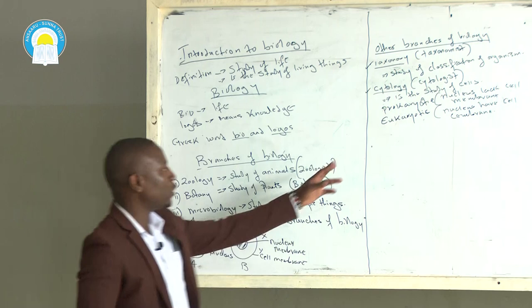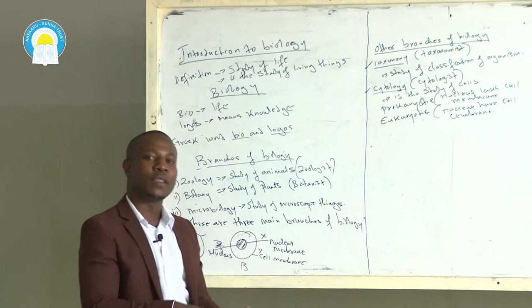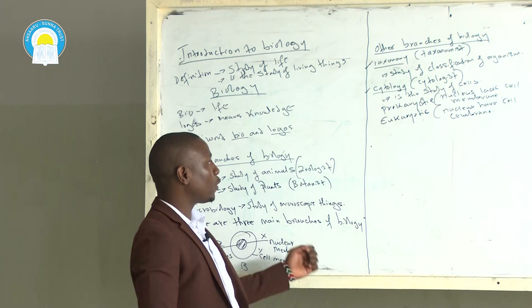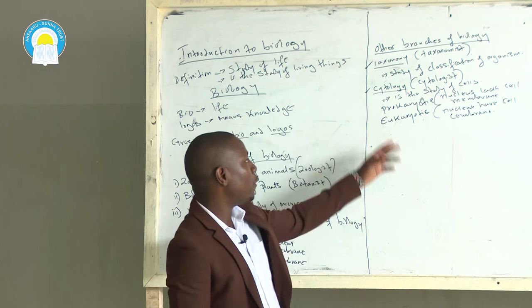So when you talk about prokaryotic, always know that their nucleus is not enclosed within a membrane. And in a eukaryotic, keep in mind that their nucleus is enclosed with what? A nuclear membrane. So that's the study of cytology, and the person who studies cytology is called a cytologist.